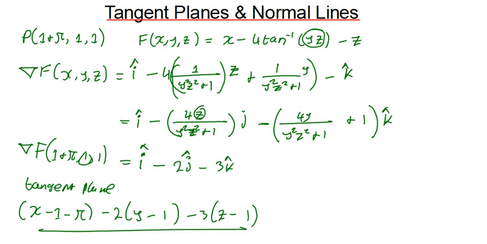What about the equation of the normal line? Okay, the equation of the normal line will be: your x is going to be equal to your x coordinate of the point that you have, which is 1 plus pi. Okay, then you add it with the coefficient here multiplied by t. That would be 1t, which is just a t.